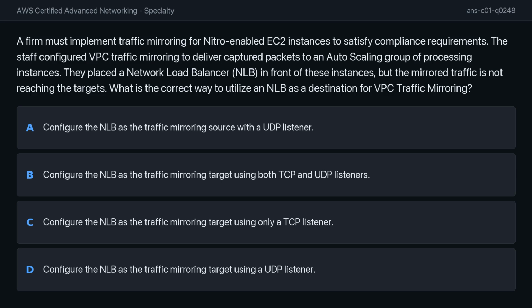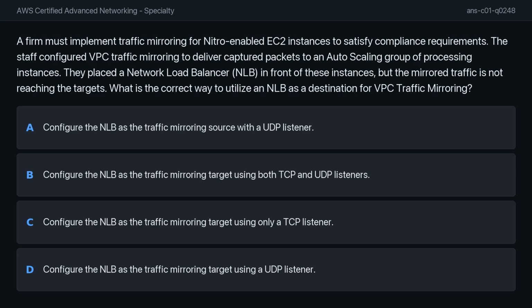Option A. Configure the network load balancer as the traffic mirroring source with a UDP listener. Option B. Configure the network load balancer as the traffic mirroring target using both TCP and UDP listeners. Option C. Configure the network load balancer as the traffic mirroring target using only a TCP listener. Option D. Configure the network load balancer as the traffic mirroring target using a UDP listener.